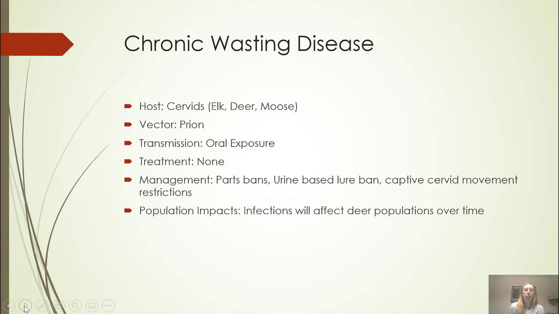When it comes to managing it, the main management plan is basically slowing the movement of deer, so parts ban, urine-based lure bans, captive movement restrictions. It has not been shown decisively whether or not this disease can be passed on to humans.